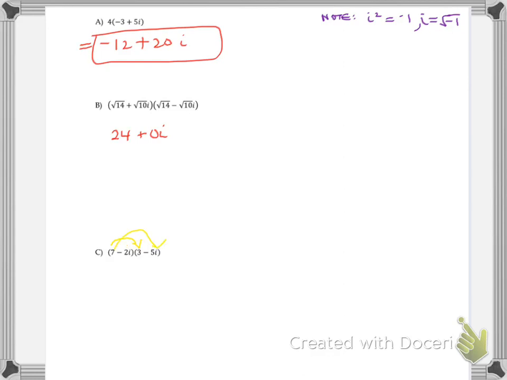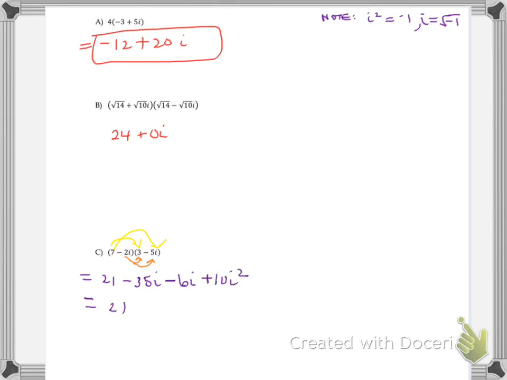So then 7 will be multiplied by each term in the second, and negative 2i will be multiplied by each term in the second. So let's see. So that's going to be 21 minus 35i, right? And then minus 6i plus 10i squared.